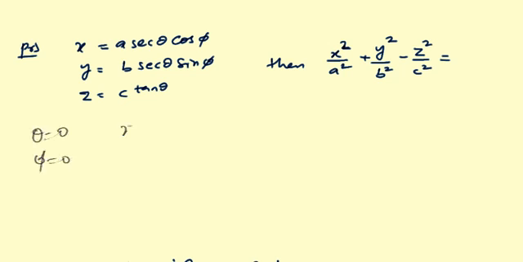So now what will happen to x? x is nothing but a into secant 0, which is nothing but 1, then cos phi. In place of phi we are writing 0, and cos 0 is nothing but 1. So x is equal to a.